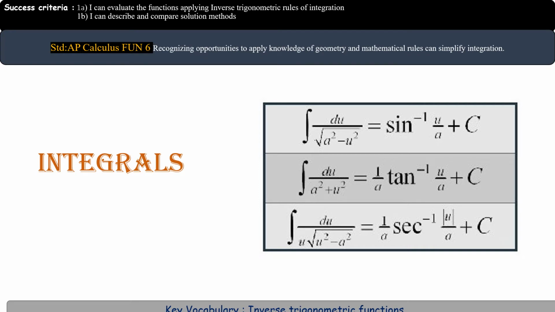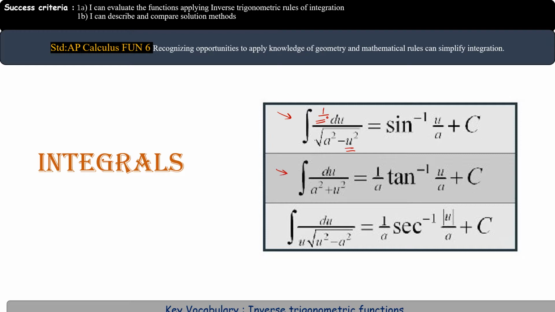So here are the formulas. Du over square root of a square minus u square is given. So the answer is sine inverse u over a. But what is important in this formula is that the derivative of u is not present on the top. There is a constant number 1 in the numerator. So there is no concept of derivative written beside or in the numerator for applying the inverse trigonometric functions.